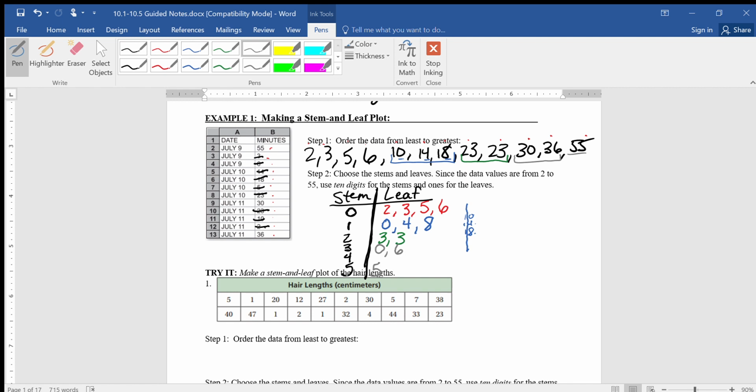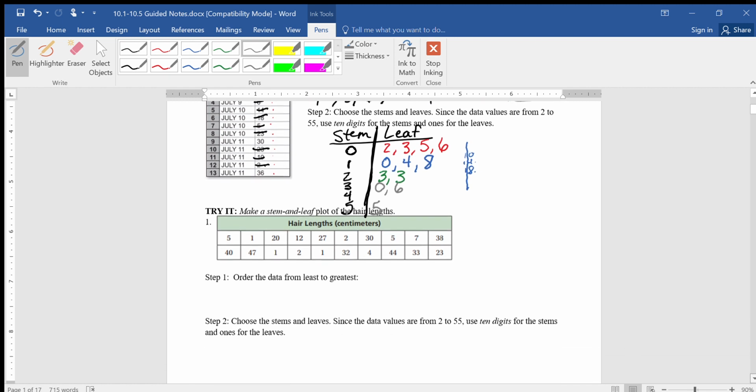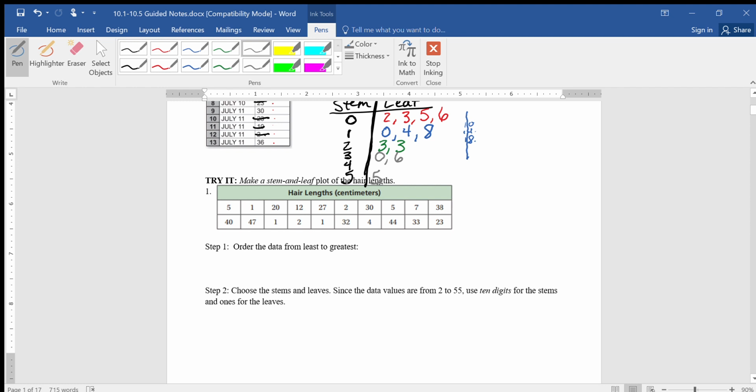Okay, so for question 1, let's try it. It says make a stem and leaf plot of the hair lengths. So again, step 1 is order them from least to greatest. So what I see is a 1, and then I see another 1, and then I see another 1, and that's it. Now we're going to 2. There's another 2, and that's it. The next one is 4, 5, and then 7. Oh, we missed a 5. Uh-oh. Back up. So we need another 5, and then a 7. Okay, now we're good.